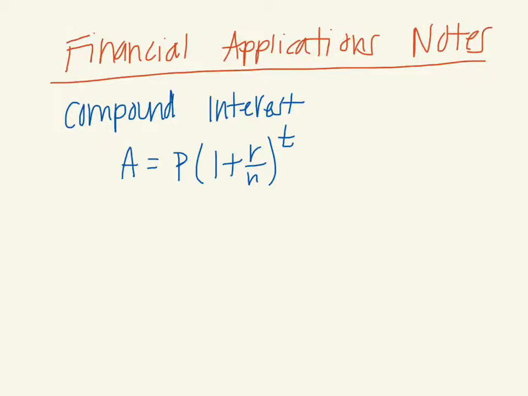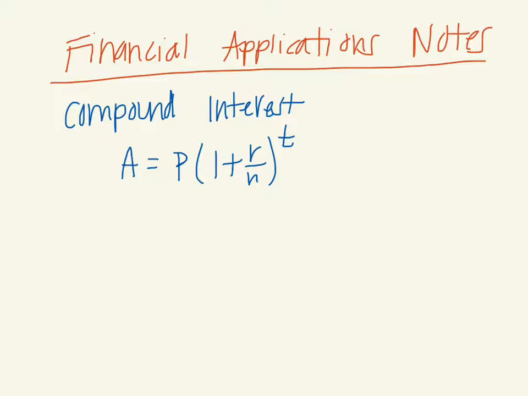These are the financial applications of logarithms notes. So first we need to talk about the first couple equations that we're going to use to find these different applications. The first one is if you want to compute compound interest, you're going to use this formula: A equals P times the quantity 1 plus R over N raised to the T.